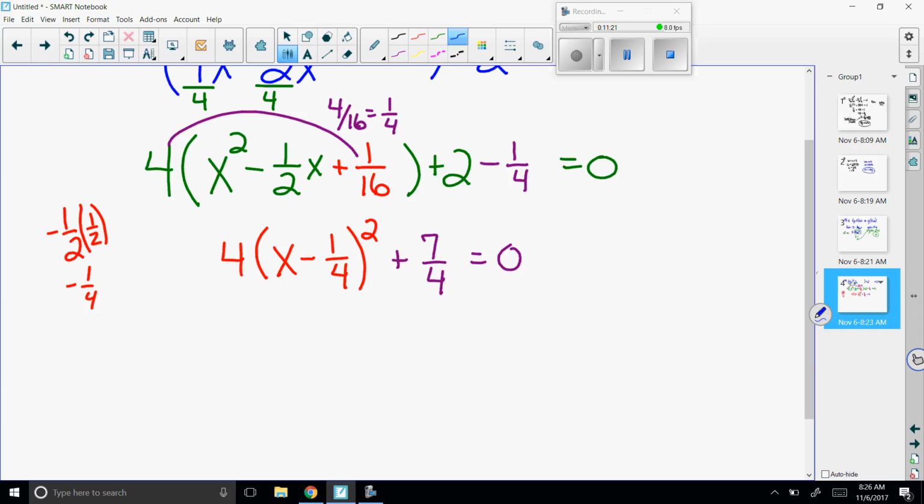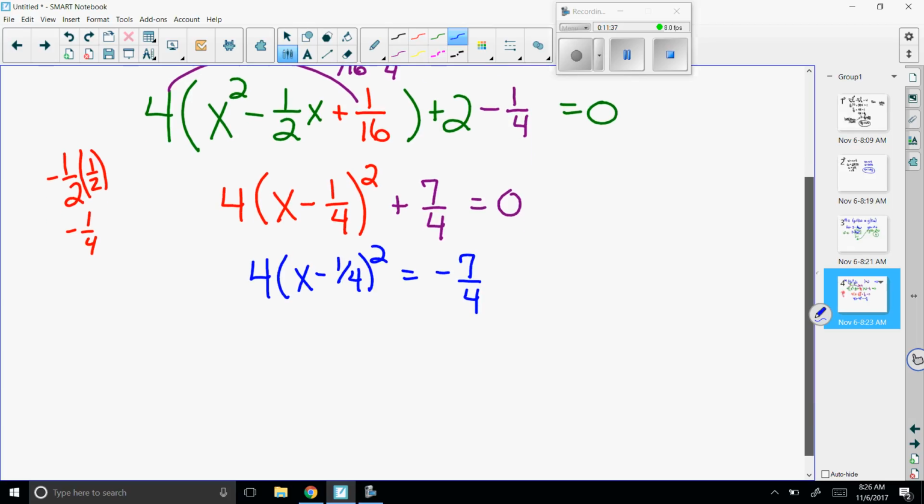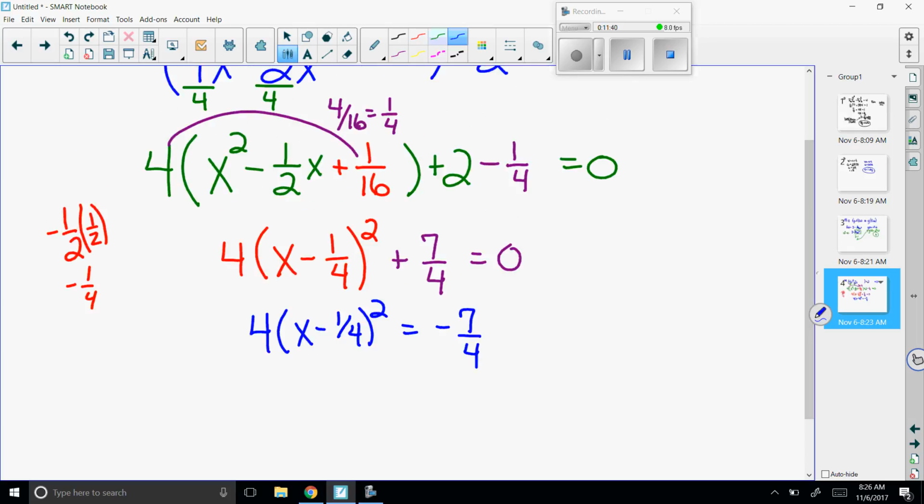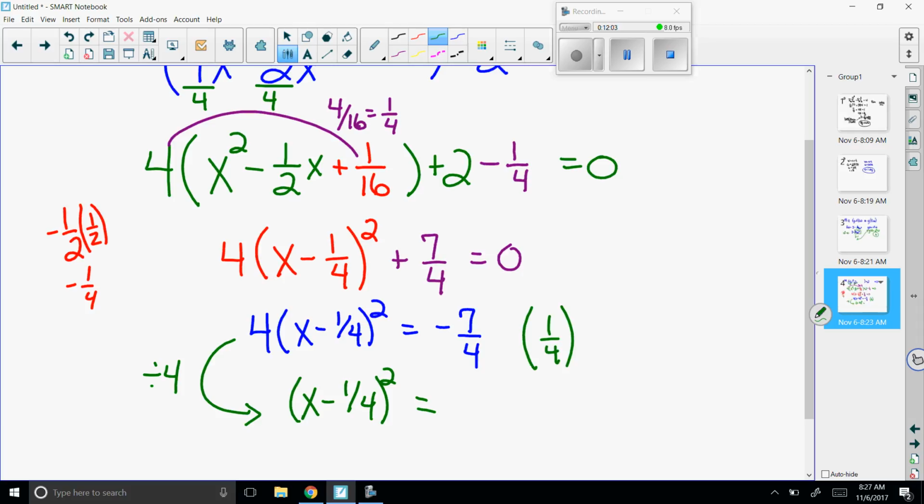All right, now the process of solving, how do you solve from there? Or is everybody okay up to that step? All right, so the first step is to move your 7/4 over. And then what? Divide by 4. So if I divide the left-hand side by 4, I'm left with the quantity x minus 1/4 squared. And if I divide the right-hand side by 4, that's like multiplying by 1/4. So you are going to get -7/16.